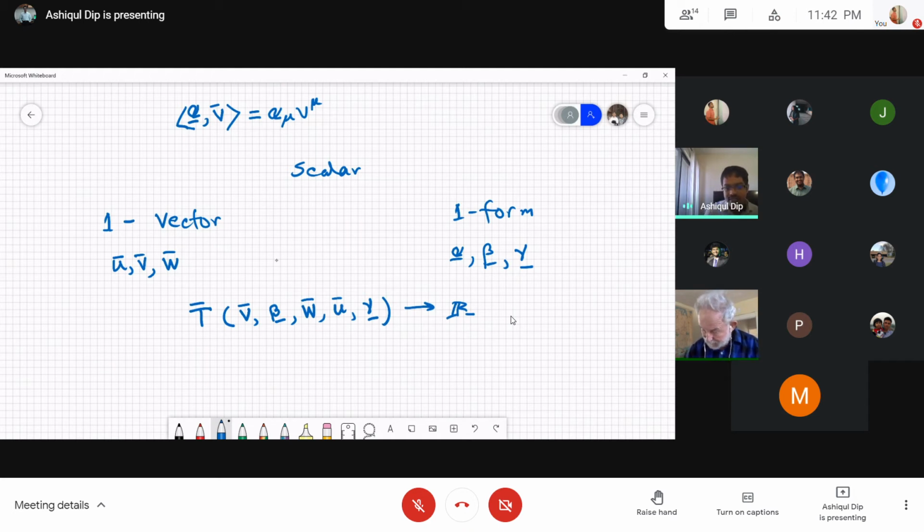So for this T, as I said, the first slot takes a vector, the second slot takes a one form. In the second slot, you cannot provide a vector. That's not allowed. In the first slot, you cannot provide a one form. That's not allowed. So the slots are well defined, what you can provide. And finally, when all the slots are taken, it should produce a real number.